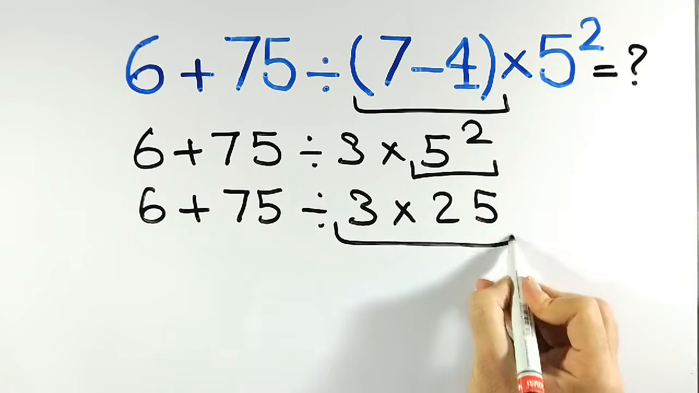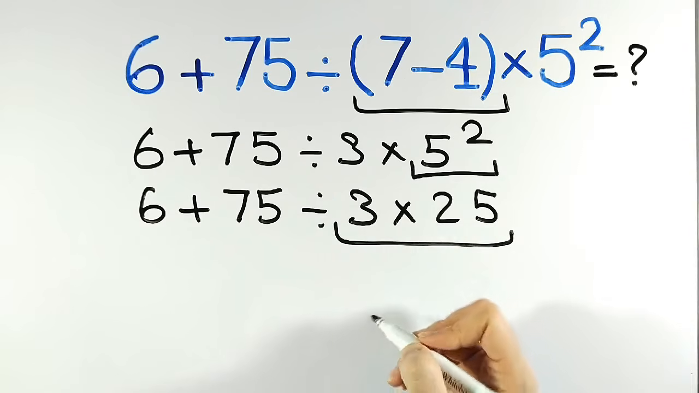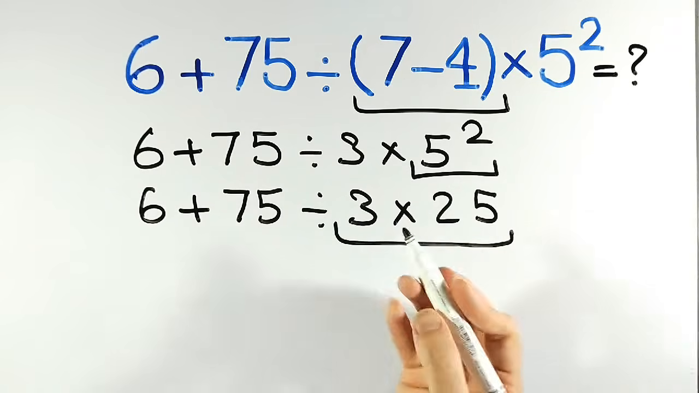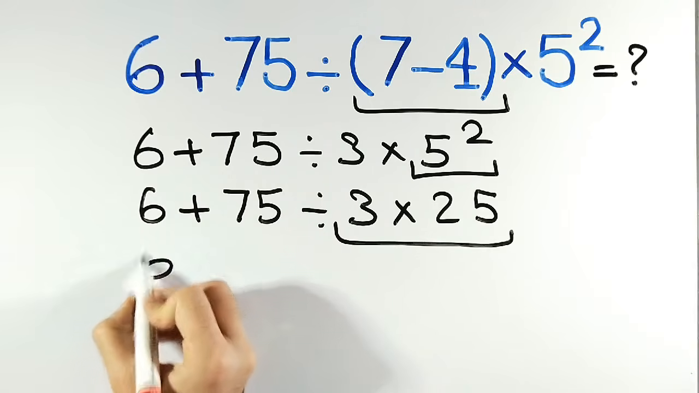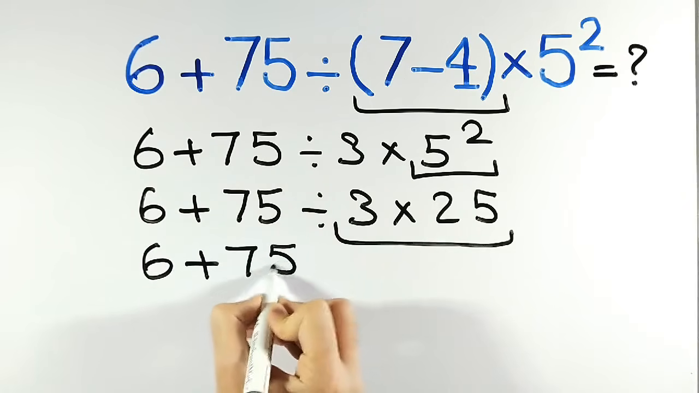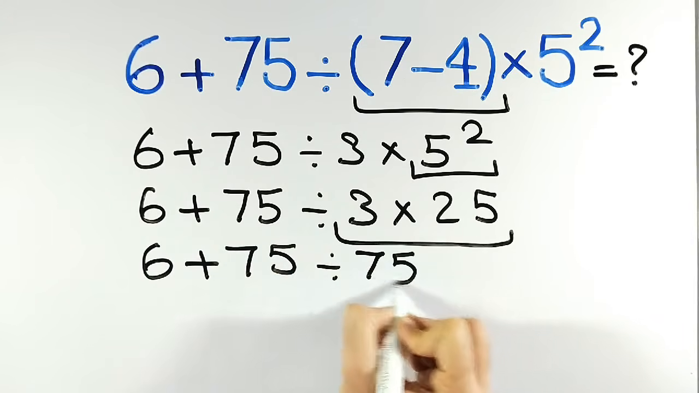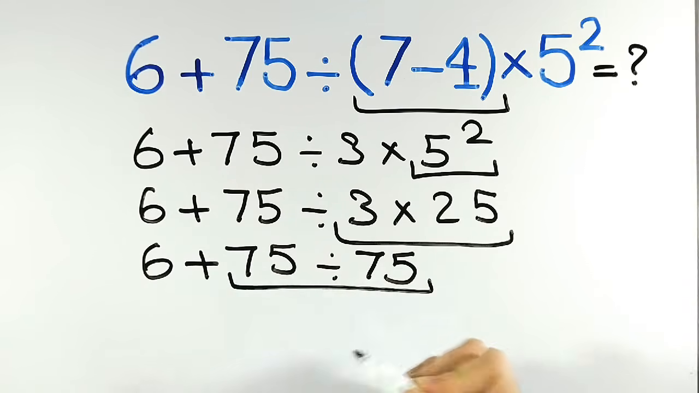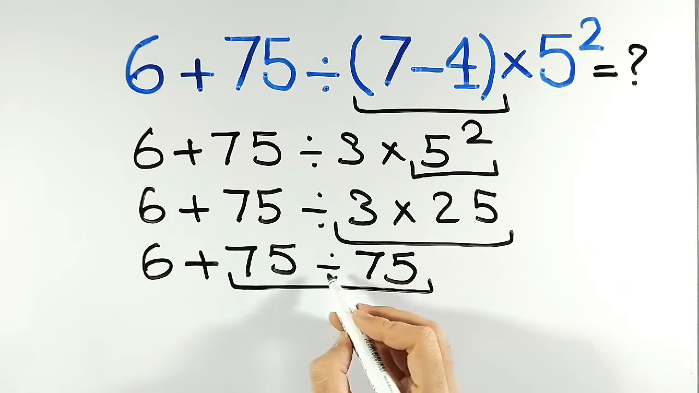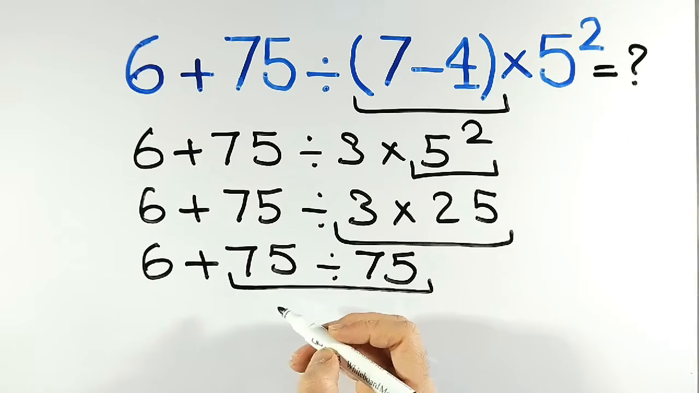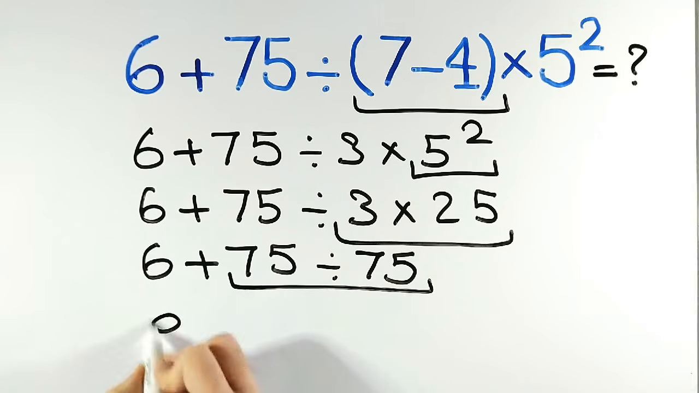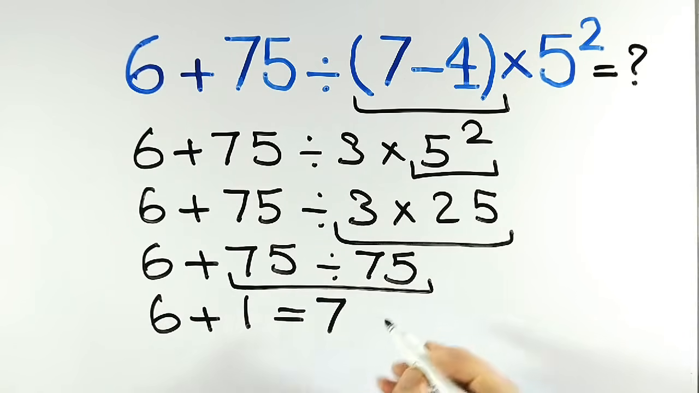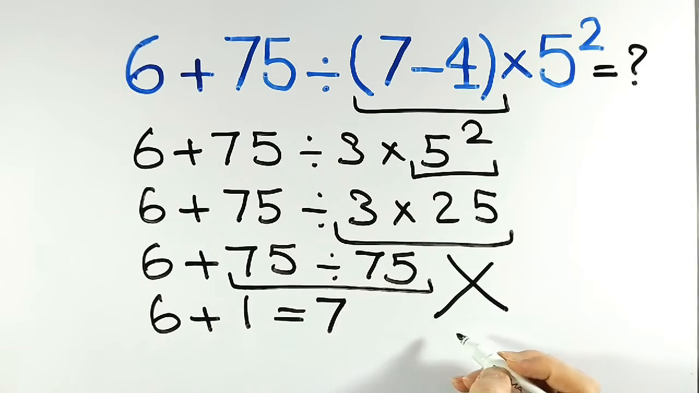Then they go for the multiplication between 3 and 25 because they think multiplication has priority over division. So, instead of this expression, they write 6 plus 75 divided by 75. In the final step, they go for the division between 75 and 75 because they believe division has a higher priority than addition. So, they rewrite this expression as 6 plus 1, which finally gives them the answer 7. But this answer is absolutely wrong.